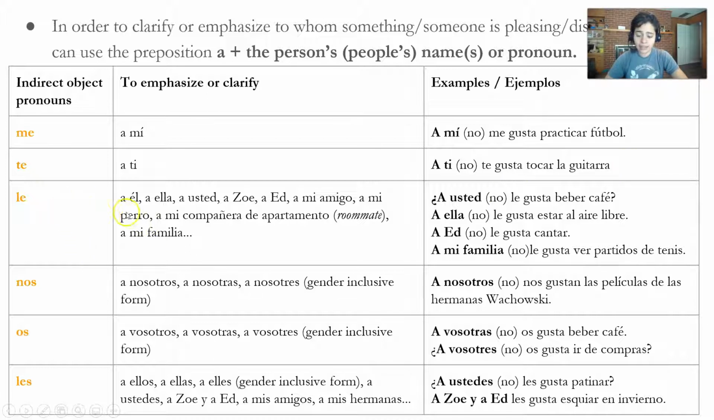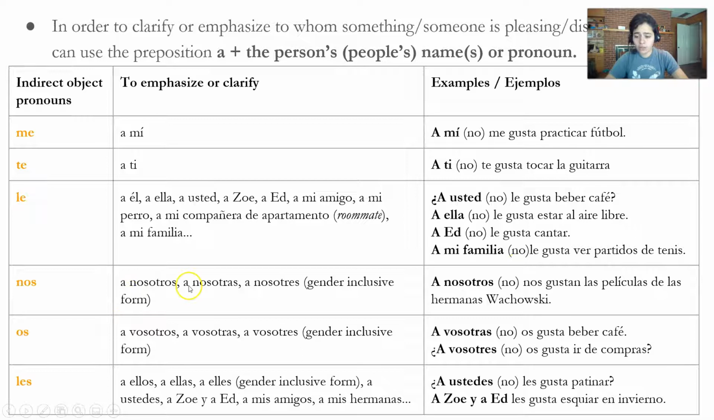Le can either refer to a él, a ella, a usted. It can be a proper name: a Zoe, a Ed. It can be a friend: a mi amigo, a mi perro, a mi compañero de apartamento, a mi familia. So here I have some examples. ¿A usted le gusta beber café? ¿A ella le gusta estar al aire libre? ¿A Ed no le gusta cantar? ¿A mi familia no le gusta ver partidos de tenis?